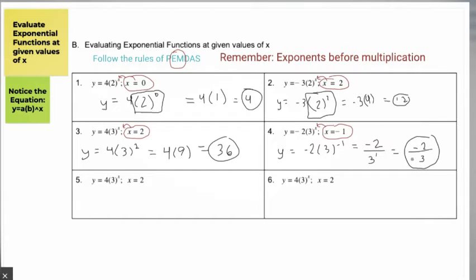Now, it's okay that it's negative. We can have a negative number. We can't have a negative exponent. Number 5 is just like number 3, maybe also like number 2. So let's try that together.